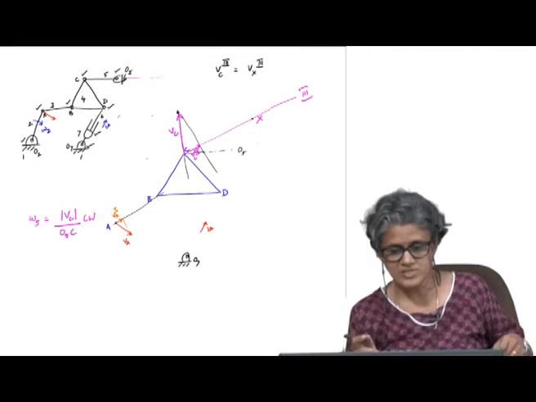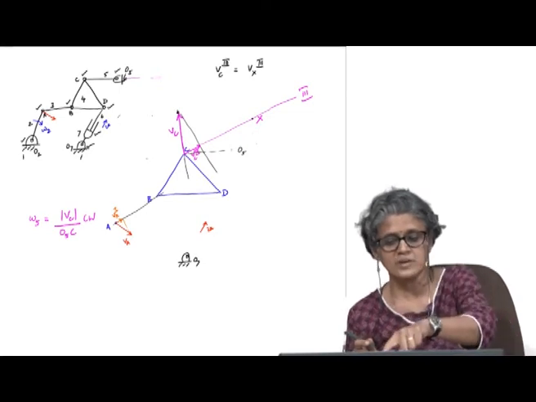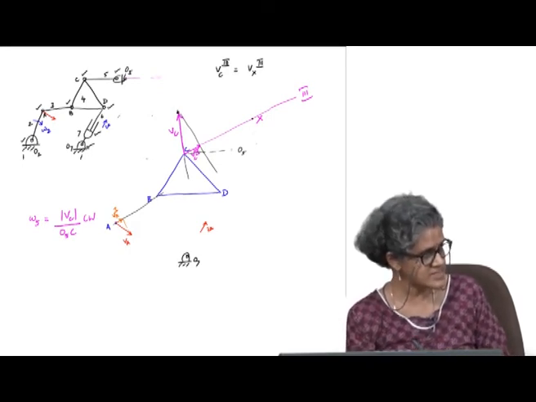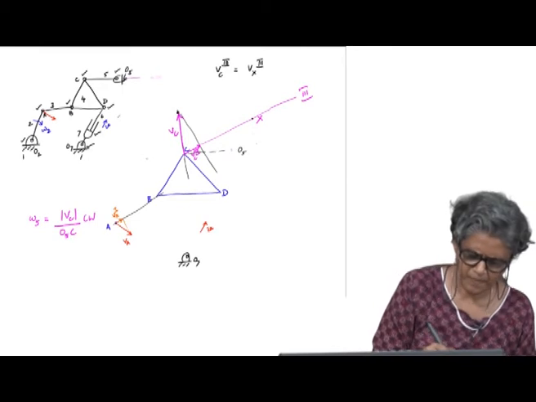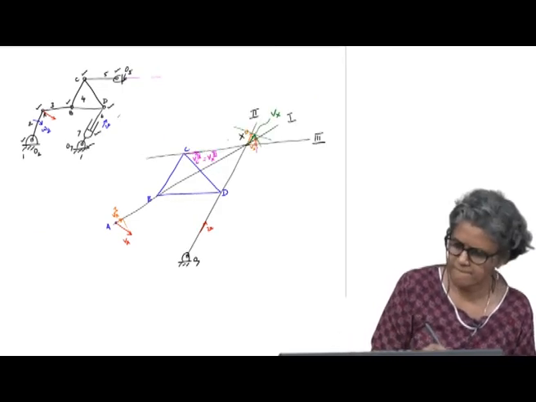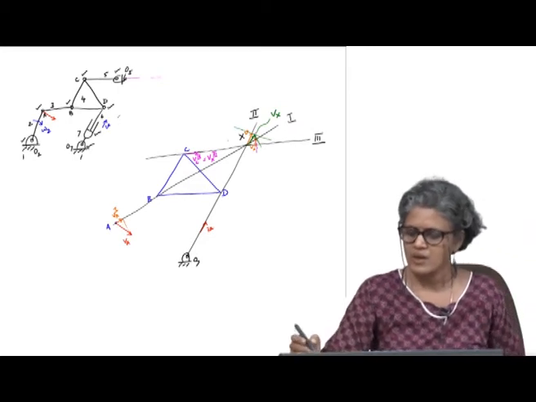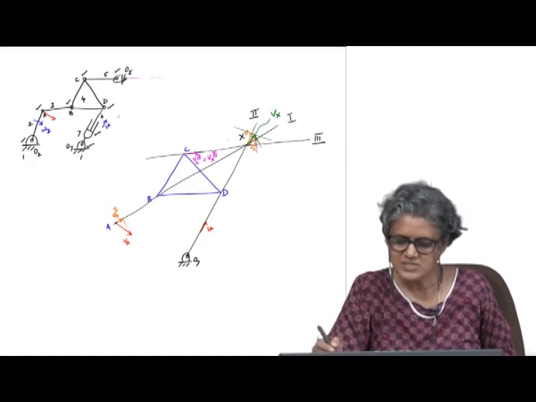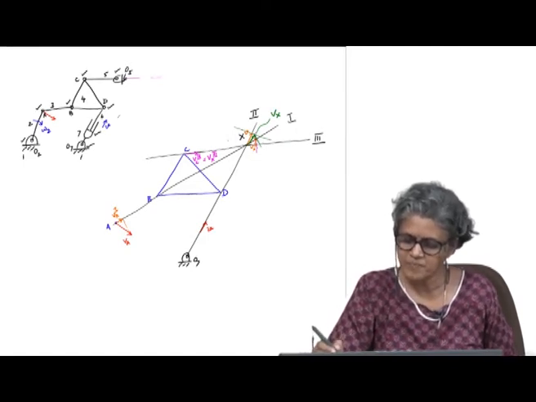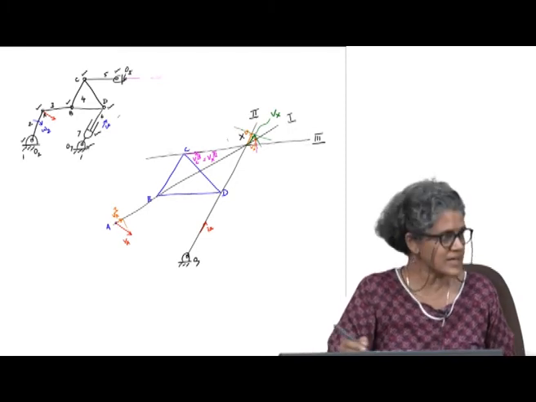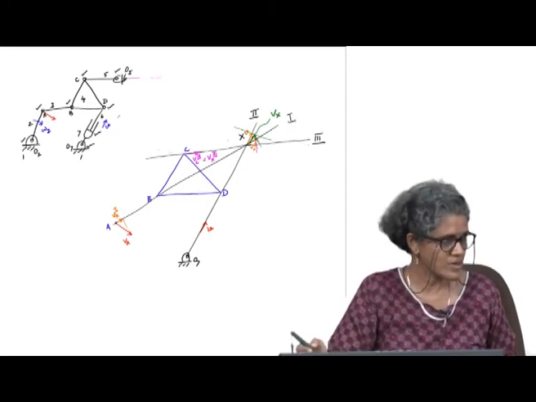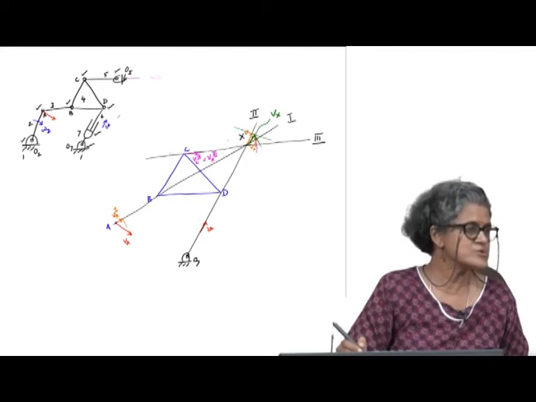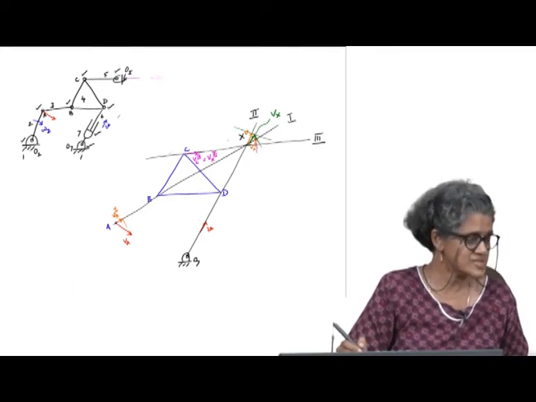How is the second auxiliary point chosen? In this case, an auxiliary point comes at the intersection of two auxiliary lines. Here I have taken the third auxiliary line between C and X. So I am using one auxiliary point and I am using C directly. C is the auxiliary point in this case.